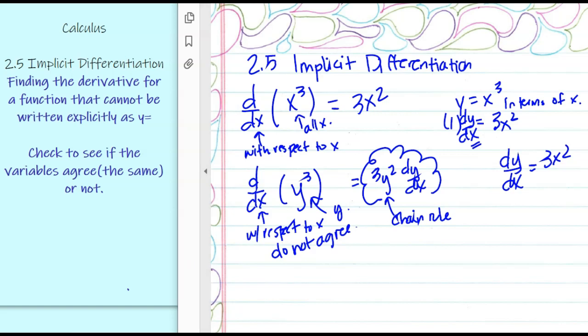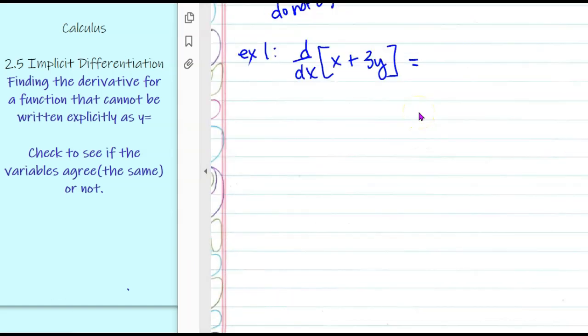Let's see some more. So in this example, the directions say, hey, please take a derivative with respect to x of x plus 3y. So looking at this, hopefully you notice that this first term is x and it's in terms of x, so it doesn't really have a chain rule attached to it. This one, 3y, is in terms of a different variable. The variables do not agree, and it will need a derivative with respect to x. It will need chain rule.